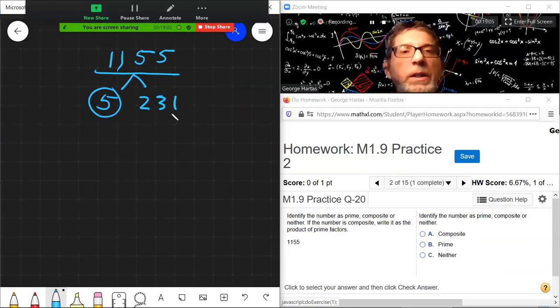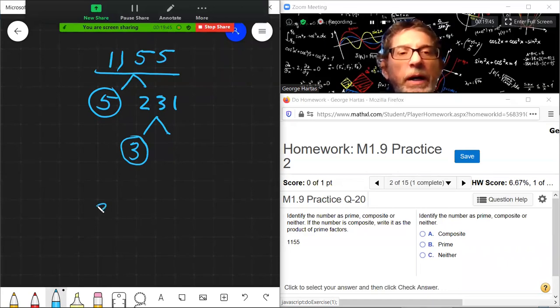What times what is 231? I have no idea. But I'm going to use the divisibility rules to help me. So let's start with 2. Now, this ends in 1, which makes it an odd number, so 2 will not divide into 231. Let's try the divisibility rule for 3, which means add the digits. 2 plus 3 is 5, 5 plus 1 is 6, and 3 goes into 6. Oh, good. Goody. 3, which is prime, times something is 231.